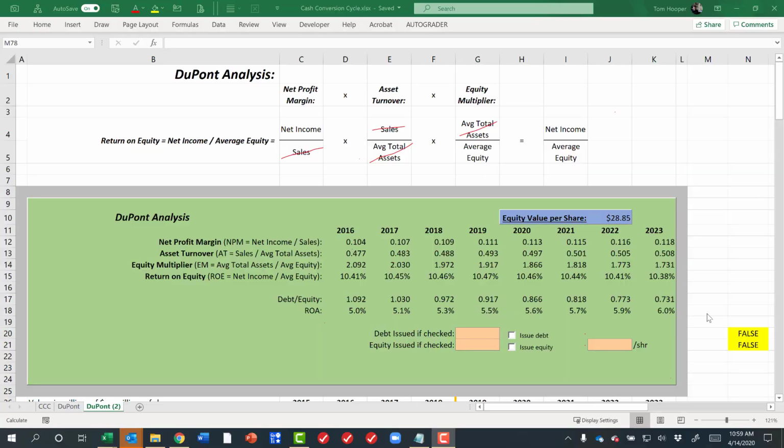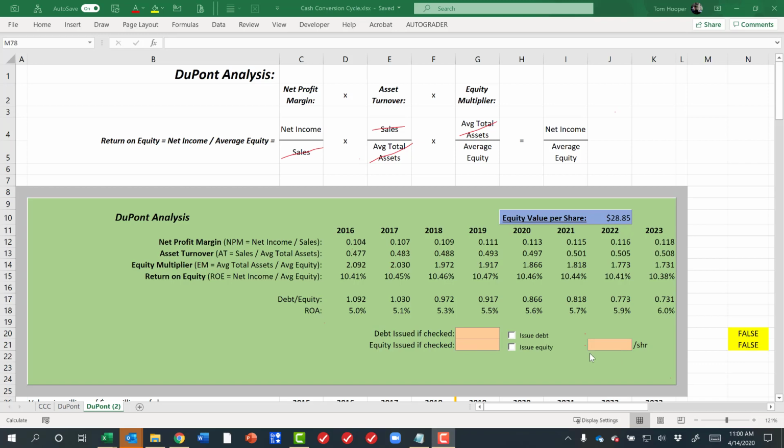Hi. In the last video, we built a DuPont analysis to see what various ratios do over time based on these financial statements. In this video, we will build out our dashboard a little bit to issue debt or equity or buy back debt or equity based on negative numbers there. Put in some checkboxes so we could easily turn them on and off to see the effects, and we'll also need to calculate a share price for issuing that equity.